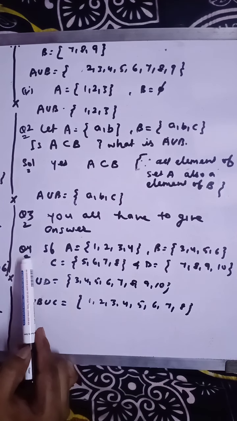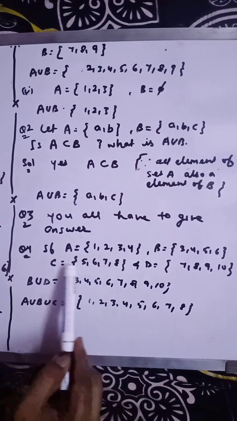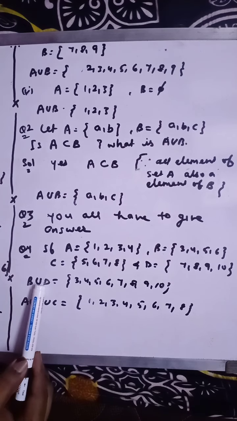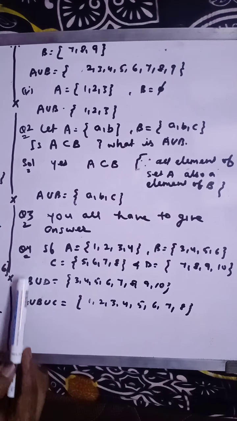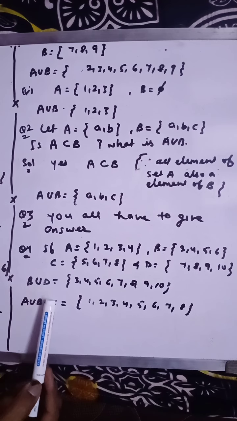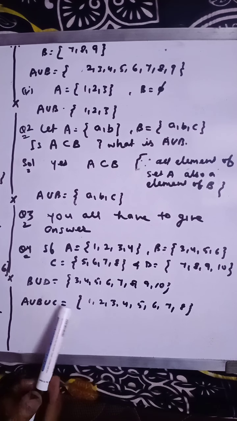Question number 4. Here 4 sets are given to you. A is given, B is given, C is given, and D is given. And we have to find out B union D. This is one of the parts of question number 4. I'm not solving all the parts of question number 4. I'm just taking 2 examples, and you have to solve all the parts. This is your homework also.